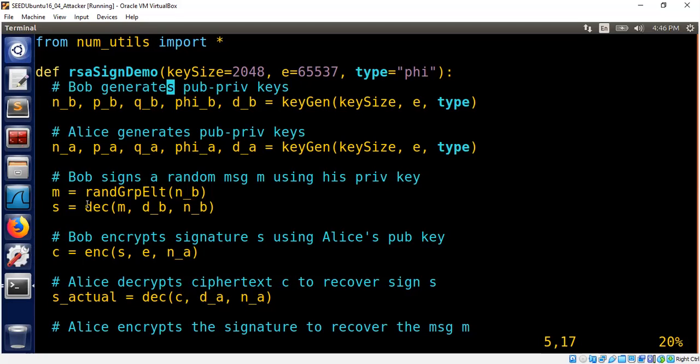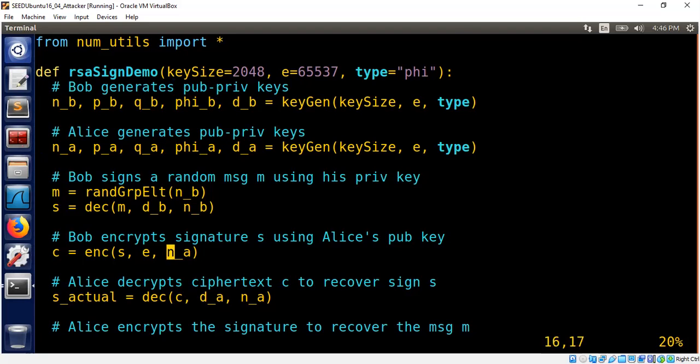Then he applies the decryption algorithm on the message M, and he decrypts it using DB. DB means the private key, and this is the RSA modulus. Then he takes the signature S and encrypts it using Alice's public key, so that's the reason you see NA here. NA is Alice's public modulus. Alice decrypts using her private key to recover the signature S. I call it S actual.